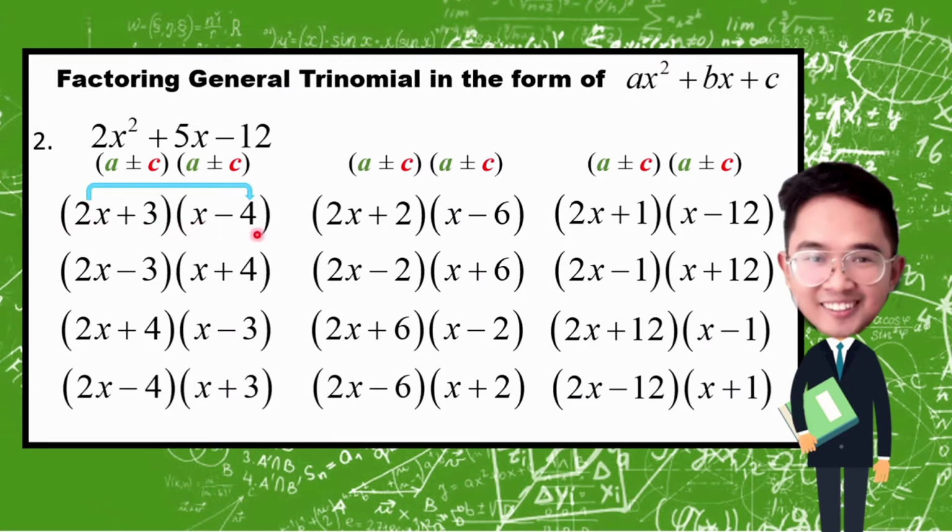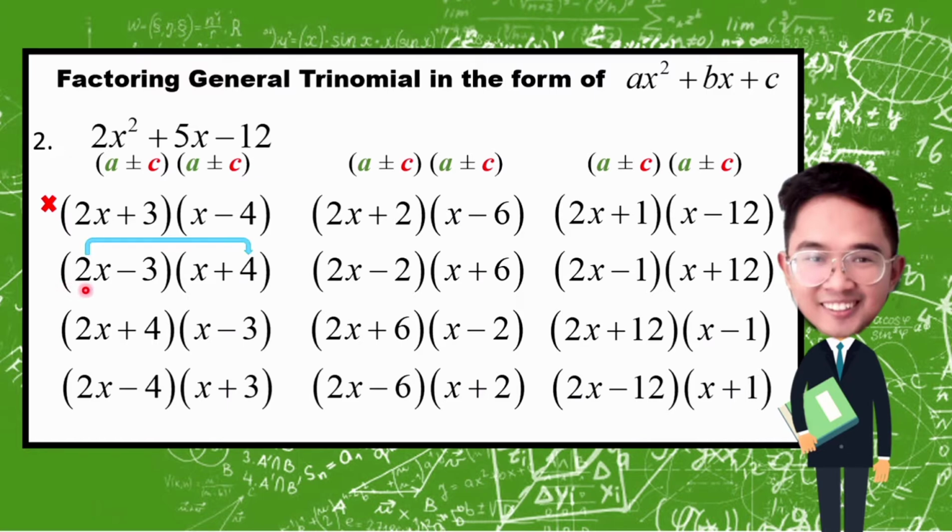2x multiplied by negative 4 is negative 8x. And positive 3 multiplied by x is positive 3x. We have negative 8x plus 3x is negative 5x. And negative 5x is not equal to our middle term. Therefore, this is not a factor of our given. So let's proceed with the second possible factor.